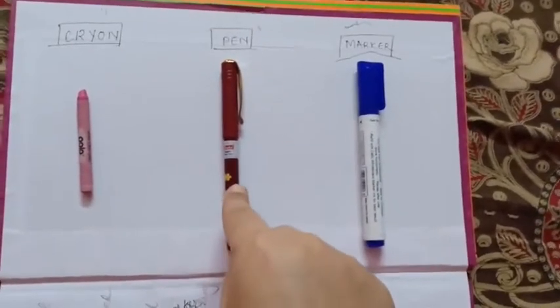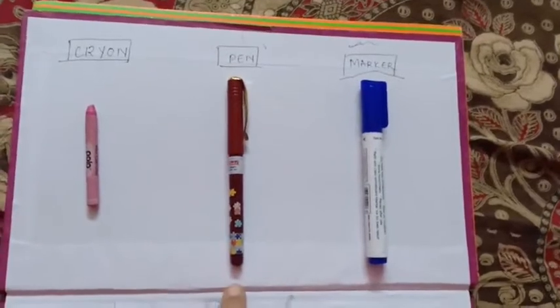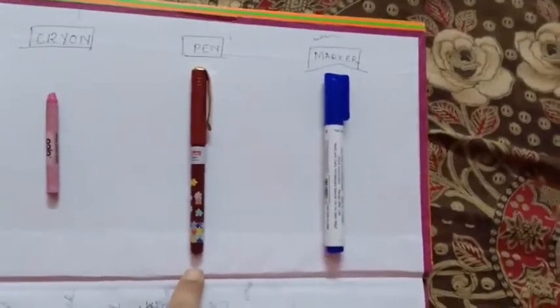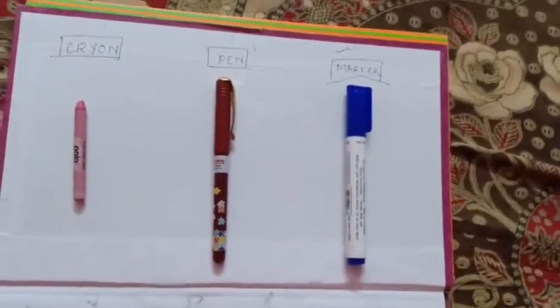So you will answer, it's a pen. So क्रेयॉन और मार्कर के बीच, it's called the in between. In between the crayon and the marker there is a pen. So our next topic is before, after and in between.